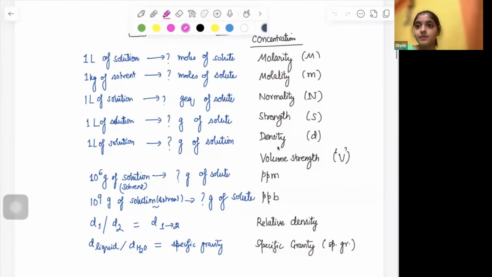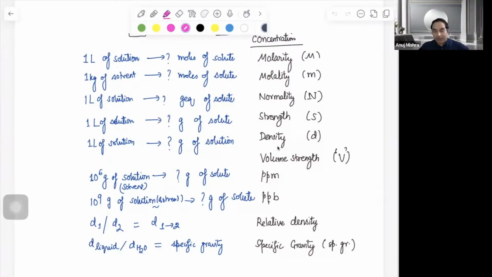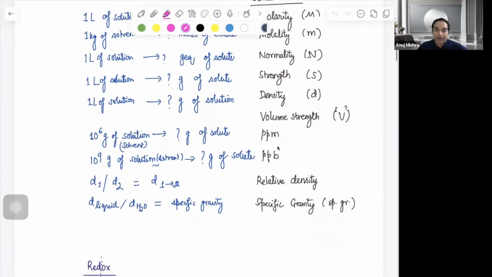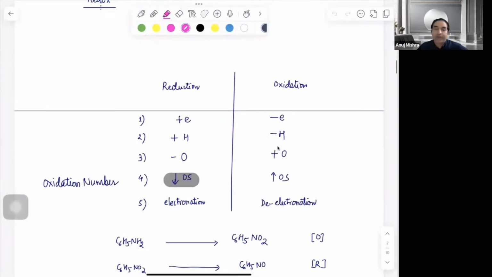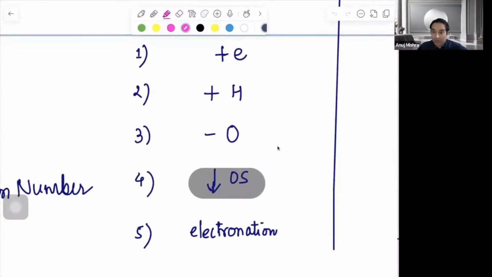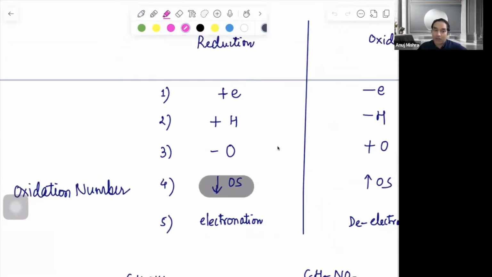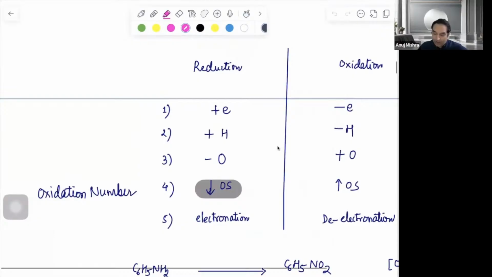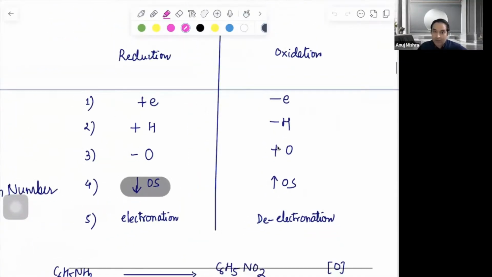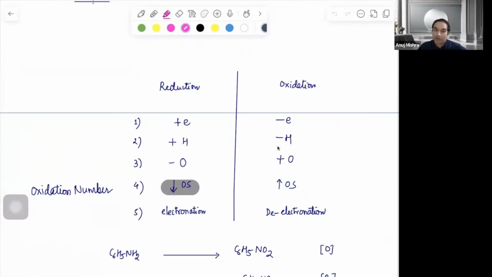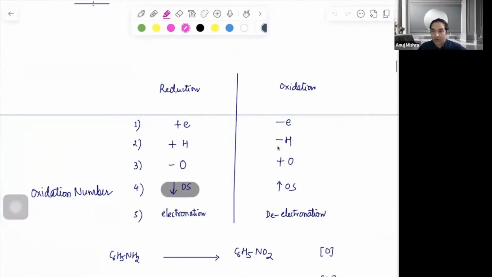These are the terms that we should know about: molarity, molality, normality, strength, density, ppm, ppb, relative density and all. Then you talk about the term redox, which is reduction and oxidation. Broadly speaking, reduction is addition of electron, addition of hydrogen, removal of oxygen, decrease in oxidation state, or electronation. Whereas oxidation is removal of electron, removal of hydrogen, addition of oxygen, increase in oxidation state, or de-electronation. That is called oxidation.